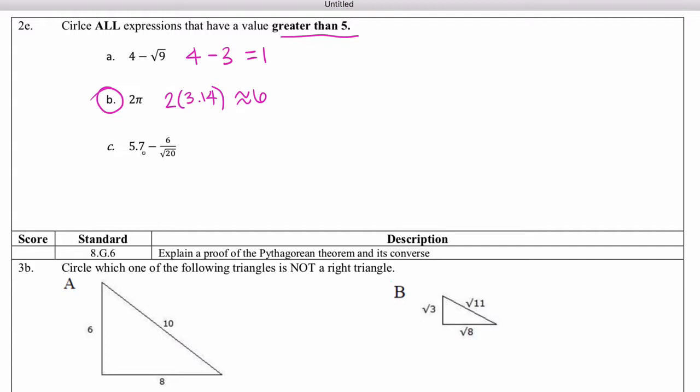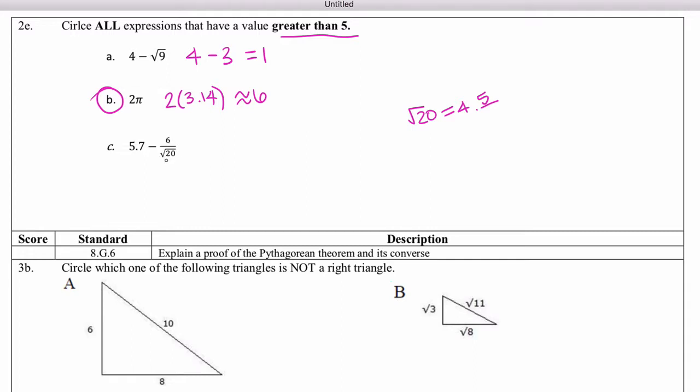5.7, or 5 and 7/10, take away 6 over the square root of 20. That takes a little more work to think about. So the square root of 20, let's start with that. 4 times 4 is 16 and 5 times 5 is 25, so it's going to be approximately 4 point something. 4 squared is 16, 5 squared is 25. It's kind of in the middle, about 4.5-ish.